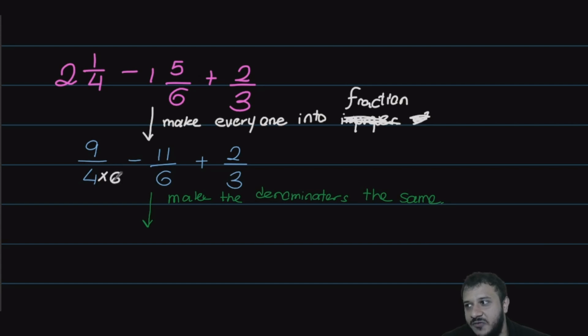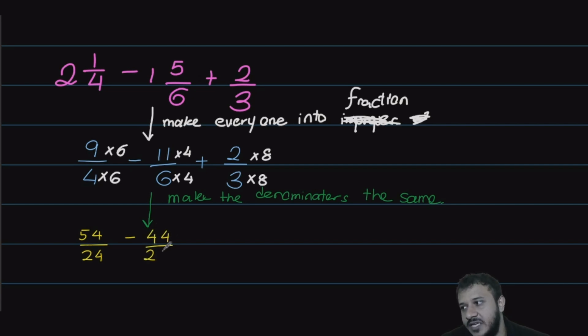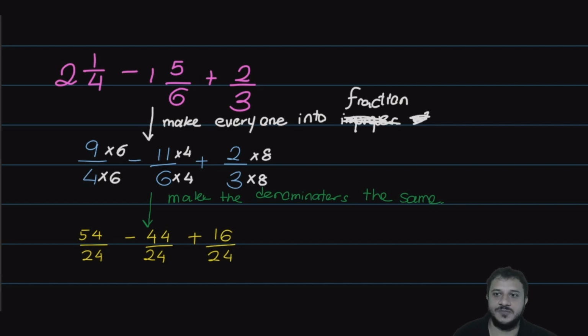4 to become 24, we have to multiply by 6. So up here multiply by 6. 6 to become 24, multiply by 4. Up here multiply by 4. 3 to become 24, multiply by 8. So multiply by 8. So then what we will get? We will get 54 out of 24, take away 44 out of 24, add with 16 out of 24. Does that make sense?